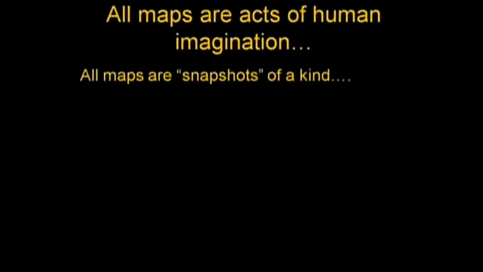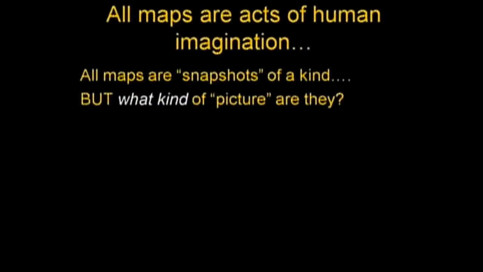As we'll see, all maps are, in fact, acts of human imagination. They don't exist as photographs. They long before photographs predated the idea of imagining something, and all maps, in a sense, are snapshots of a kind, but snapshots of what? Well, that's the question we have to start asking and answering. What kind of picture are they, if they're a snapshot? The answer is complicated, but not difficult. In other words, there are several layers to it, but it's not mysterious.